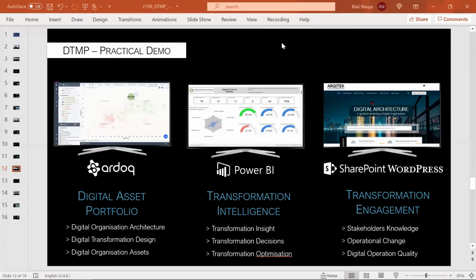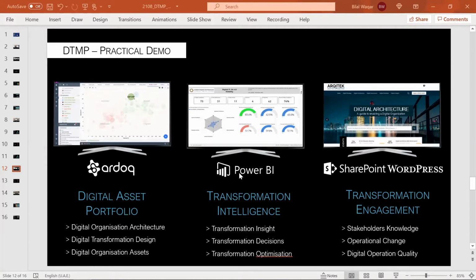Great. So as Stefan mentioned, we will now be moving into a practical demonstration of the digital transformation management platform, covering some of the concepts that Stefan has previously mentioned. I will be performing a demonstration of RDoC, essentially how we can leverage the concept of a digital asset portfolio, the requirements with regards to building a digital organization, designing the transformation and executing the digital aspirations, and how we can essentially manage the assets that we are onboarding into such a platform.